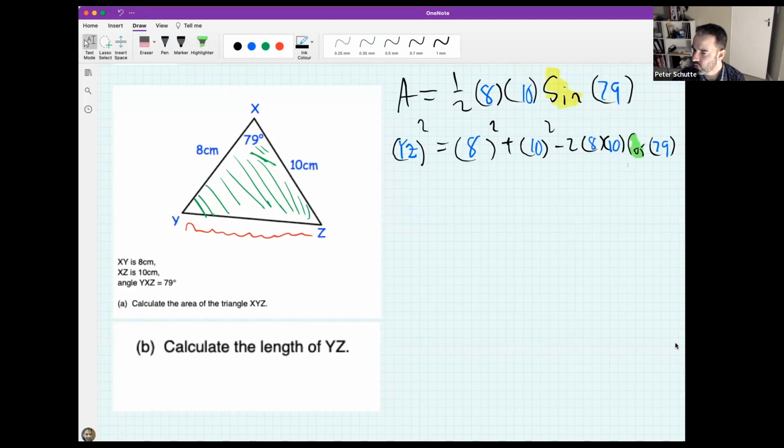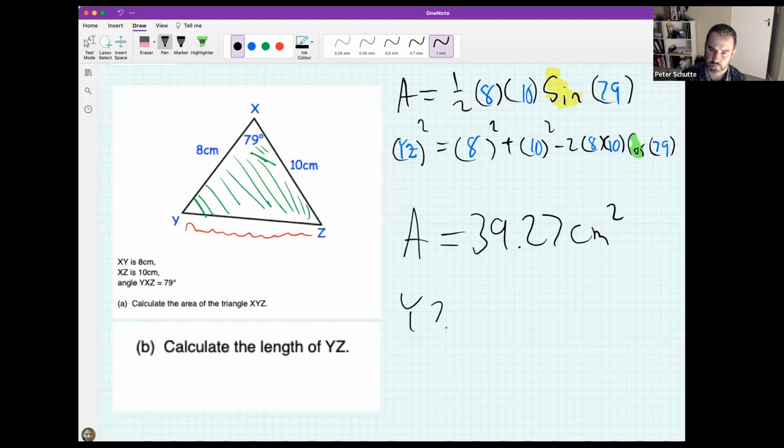So let's see those answers coming in. Tova, that looks good to me. And Akonele, 39.27. So you should be getting 39.27 centimeters squared for the area. And for the length of YZ, you should be getting 11.55 centimeters.